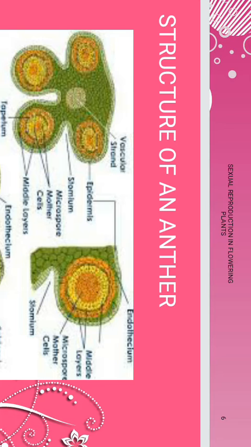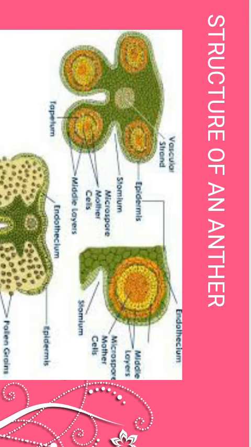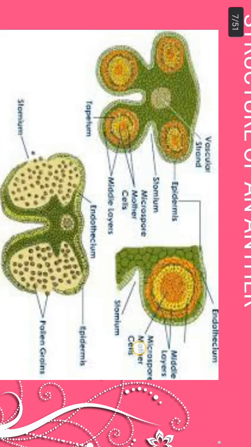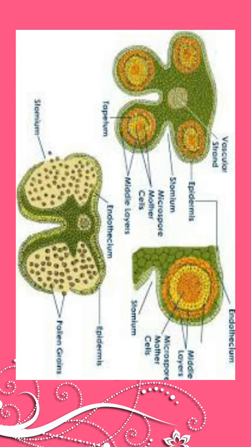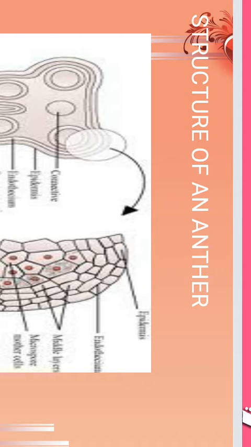Each lobe has an inner theca and an outer theca. So it is dithecous and it is tetragonal in its outline. At 4 corners, you can see the presence of microsporangium, and later on it will form the pollen sac, and the pollen sac is filled with sporogenous tissue. So anther is bilobed, dithecous and tetragonal in nature.